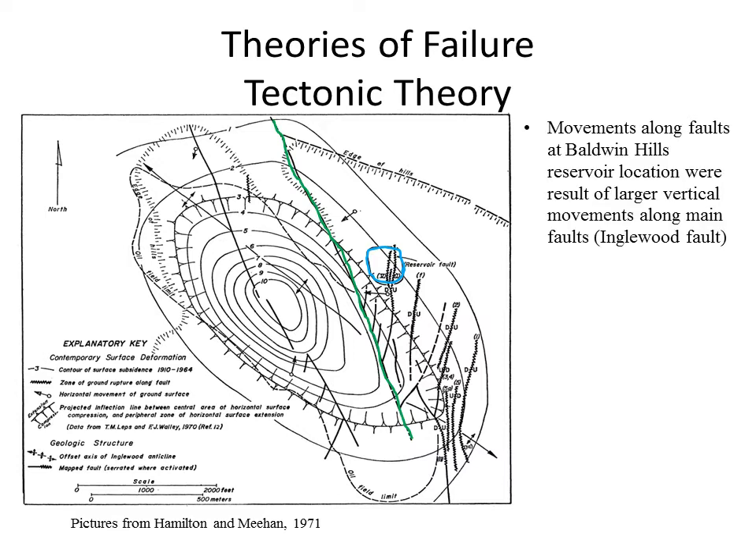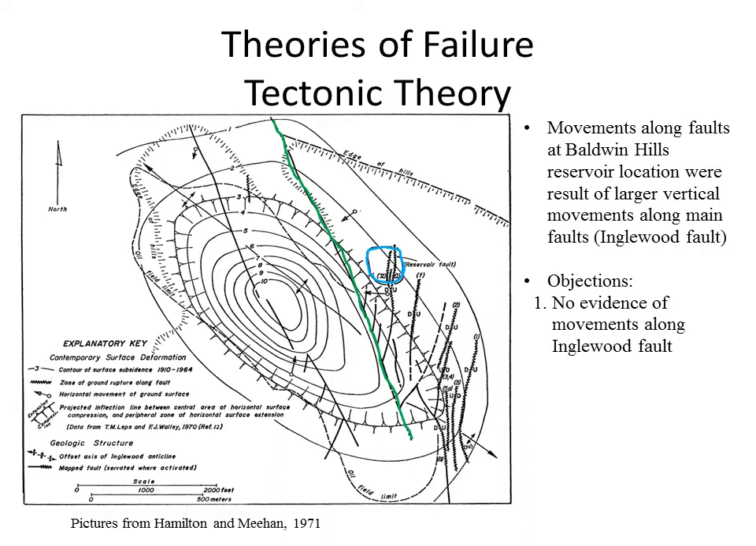According to the theory, movement along faults at the Baldwin Hills Reservoir location was a result of the large vertical movement along main faults, which is represented by the Inglewood fault with the green line. Two major objections to this theory were: first, general displacements along the subsidiary faults occurred in response to relatively great displacements along the principal fault, which in this case is the Inglewood fault.